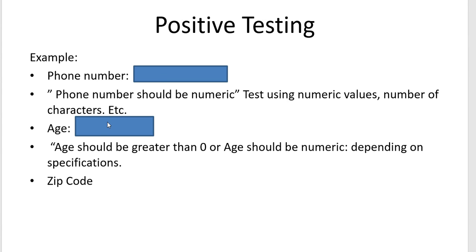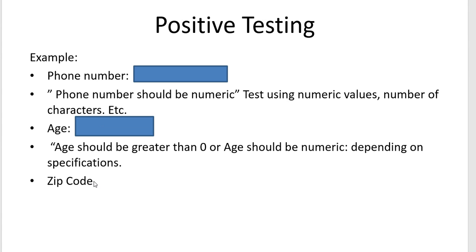Next example can be age. Age should be greater than 0, or the other condition is age should be numeric. So when you're doing positive testing, you will enter positive numbers. But for age, if you're doing negative testing, you will enter negative numbers, or you will enter characters and see how the system is behaving.